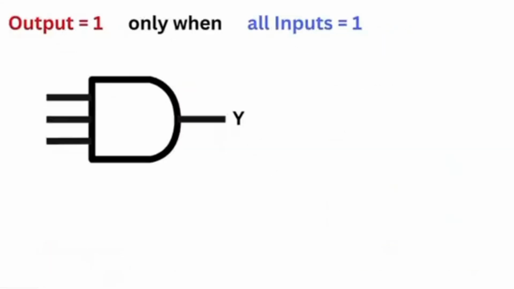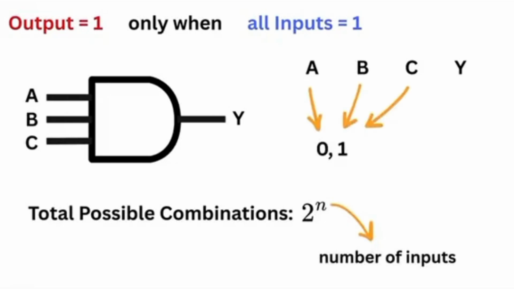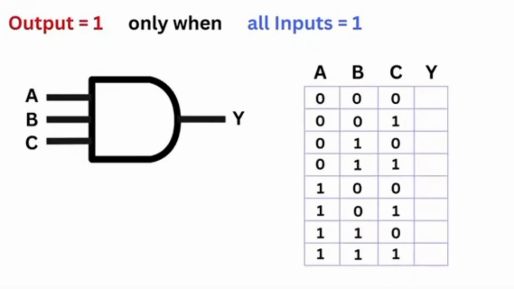Now suppose there are 3 inputs instead of 2, A, B, and C. Whenever the number of inputs increases, the total number of possible combinations also increases. The total combinations can be found using a simple rule, 2 to the power of the number of inputs. Since each input can be either 0 or 1, for 3 inputs we get 2 to the power 3, which is 8 different combinations. We write the 8 combinations like this.